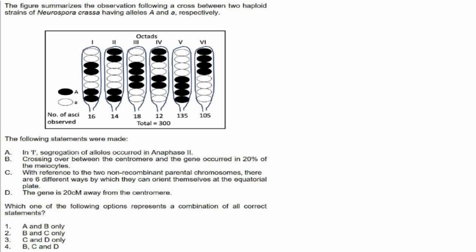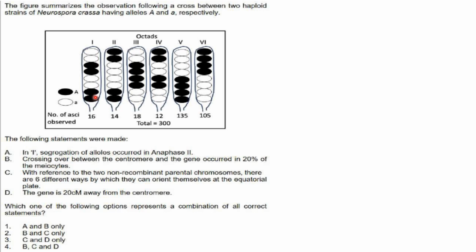First question. The figure summarizes the observation following a cross between two haploid strains of Neurospora crassa having alleles A, small a respectively. The following statements were made. Now this is capital A and this is small a. Now if you see the first assay, you will see that it is 2:2:2:2, showing that they are recombinants.